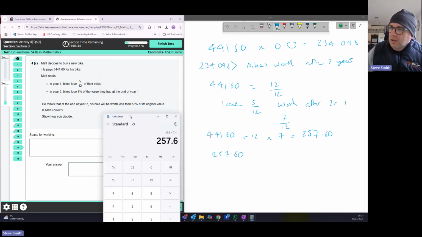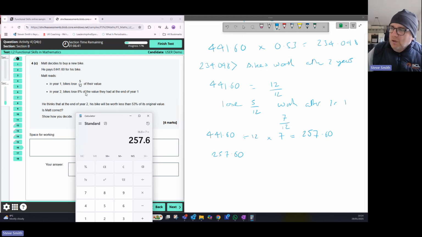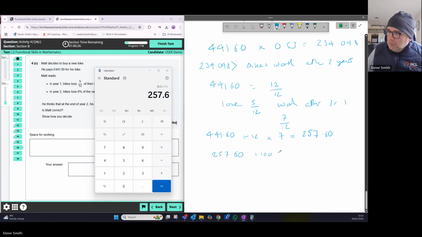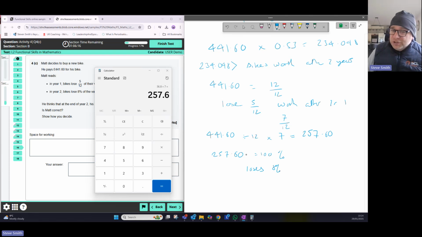After the second year, the bike loses 8% of the value it had at the end of year 1. So we've got a new number. We've now got to take away 8%. This is a similar circumstance to above. That's now the 100% value at the end of year 1. It loses 8% of that amount. So it's still worth 100 take away 8 equals 92. So it's still worth 92% of that value.